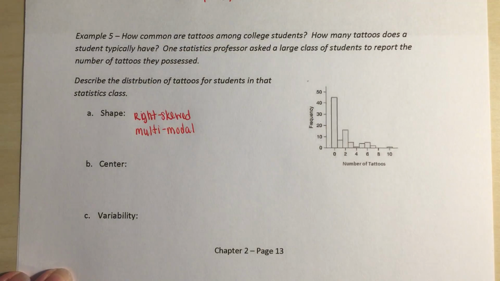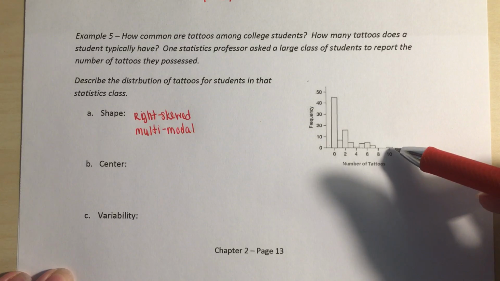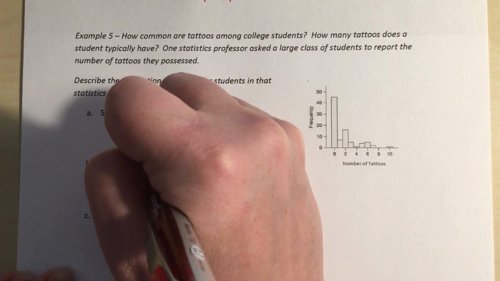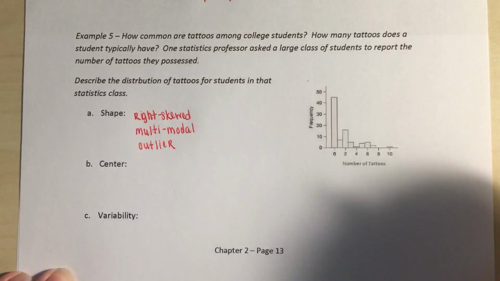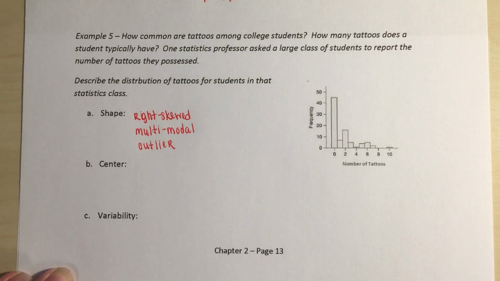They don't have to all be the same height. They just have to show groups of larger frequencies. And then it does appear that we have at least one outlying value. So we do have an outlier. So all of those things are things that we talked about for shape.